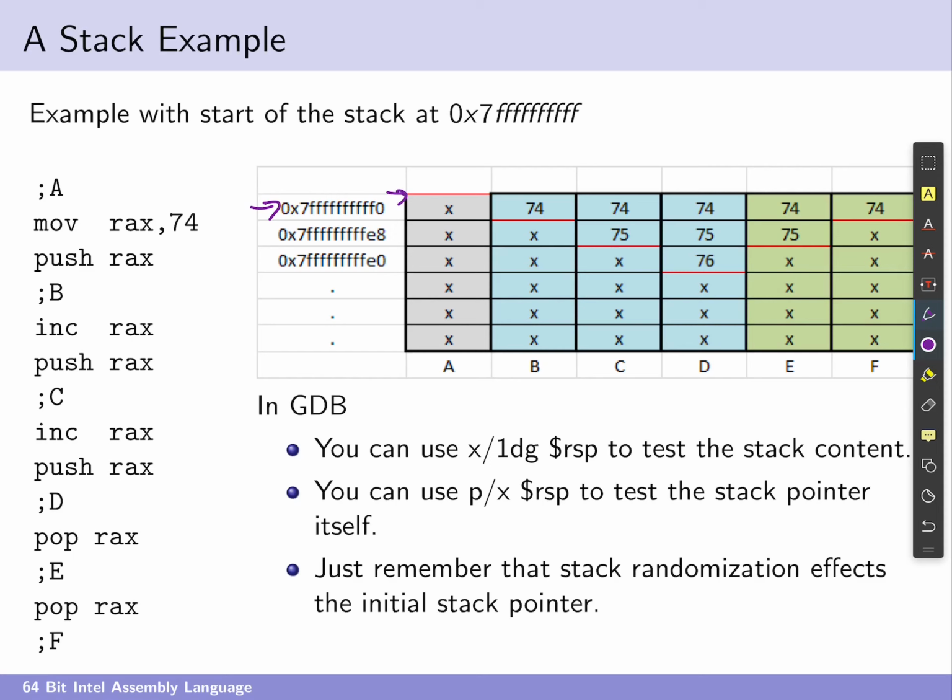So let's push a couple of values onto the stack and then pop them and see what happens to the stack. So the first little chunk here, I'm going to move the value of 74 into the RAX register, and then I'm going to call push on the RAX register. Now, as mentioned before, this will decrement the RSP pointer, or the stack pointer, and then it will load the value that was in the register into the stack.